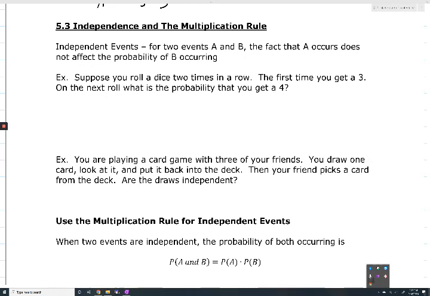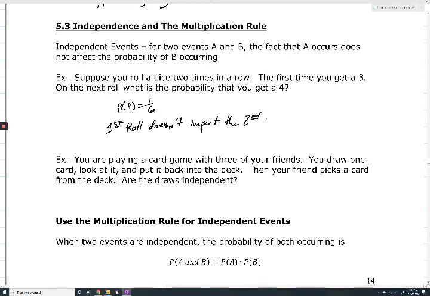So starting off, suppose you roll a dice 2 times in a row. The first time you get a 3. On the next roll, what is the probability that you'll get a 4? So if we got a 3 on the first roll, what's the probability that you get a 4 on the second? Well, the probability of a 4 is 1/6. Those two events are independent. The first roll doesn't impact the second roll. So they are independent of each other.